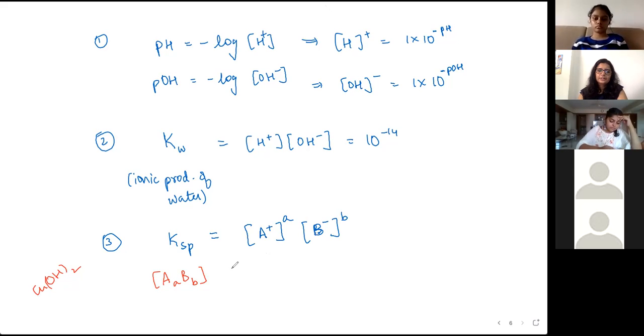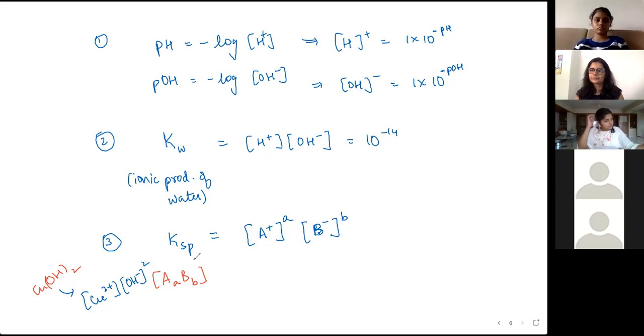So in this particular case, if you're considering Cu(OH)2, 10 power minus 19, whatever value is given, is basically equal to the concentration of Cu2+ into the concentration of OH minus squared. That's the expression you need to know. So these are quick things.